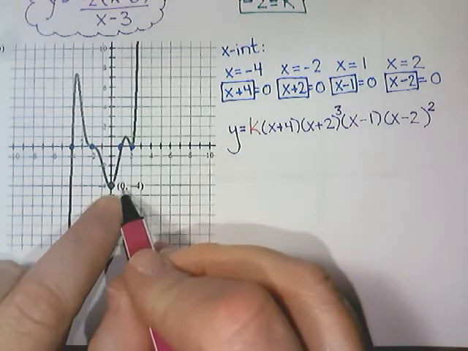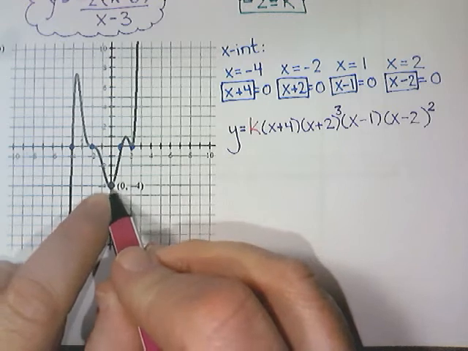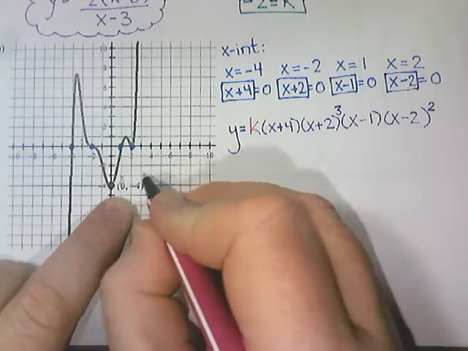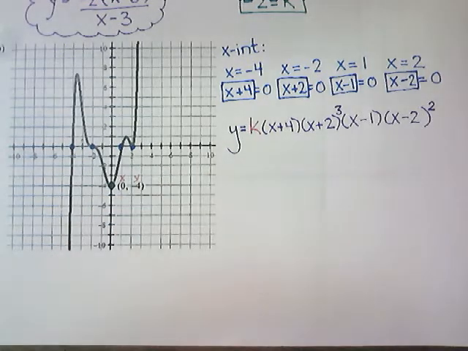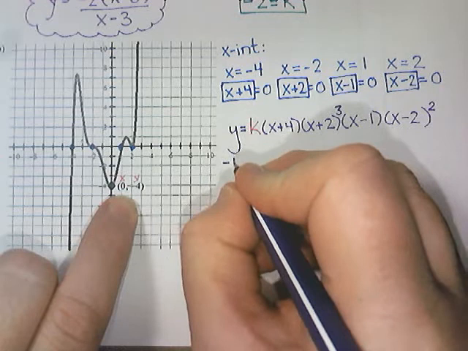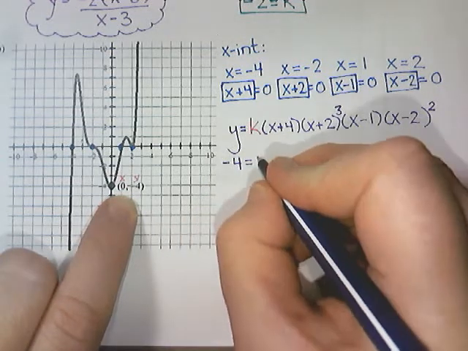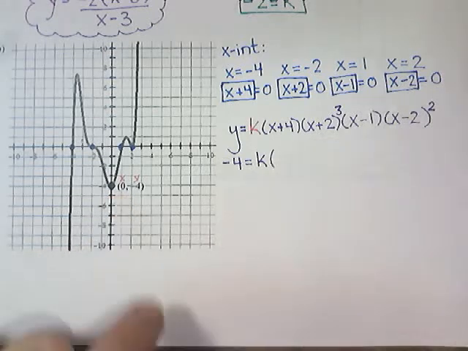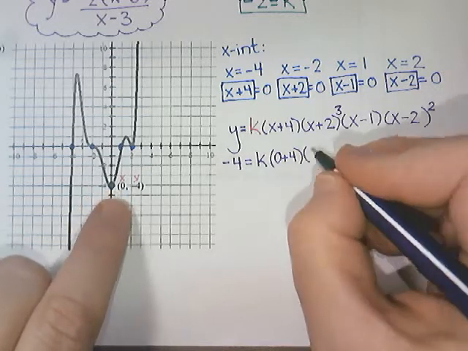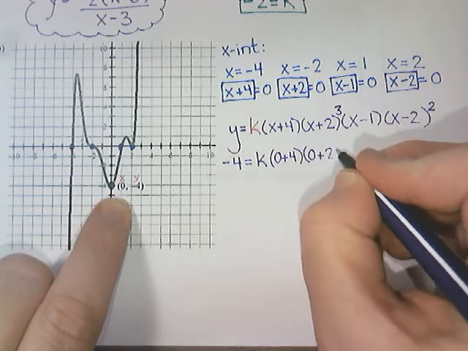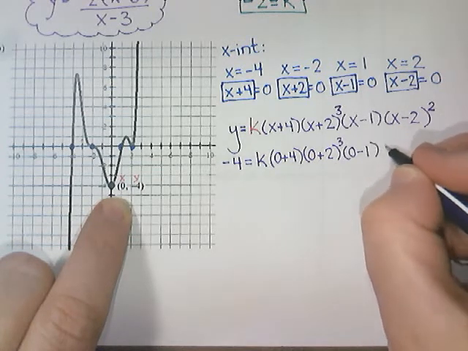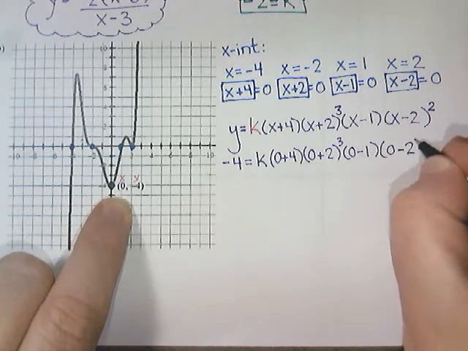So I'm going to look at the marked point. This time the marked point is the y-intercept. It is the point (0, -4). So we are going to use 0 for x and -4 for y, and sub those numbers in. So for y, I'm going to put -4 equals k, that's what we're trying to find, times x, so 0 plus 4, times another x, 0 plus 2, and that's cubed, and then 0 minus 1, and then 0 minus 2 squared.